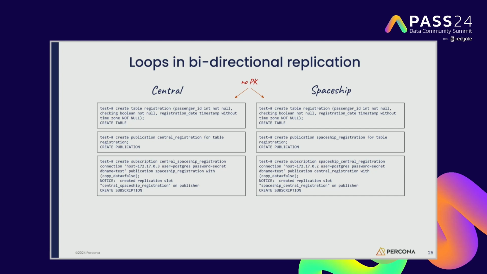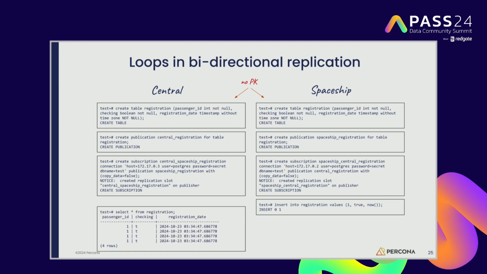So what happens when I do an insert on the spaceship? That record goes to the central, but then it comes back to the spaceship, and gets replicated again to the central, and goes back to the registration, and that's the loop, okay? That's the loop. And the same thing happens on the spaceship, because here I did an insert on the spaceship, it went to the central, it went back to the spaceship, and this is the infinite loop that we have. This is so easy to do without a primary key, because if we do it with a primary key, what happened when I first tried it will happen. It will have a duplicate key, and that will break replication on the spot, right?